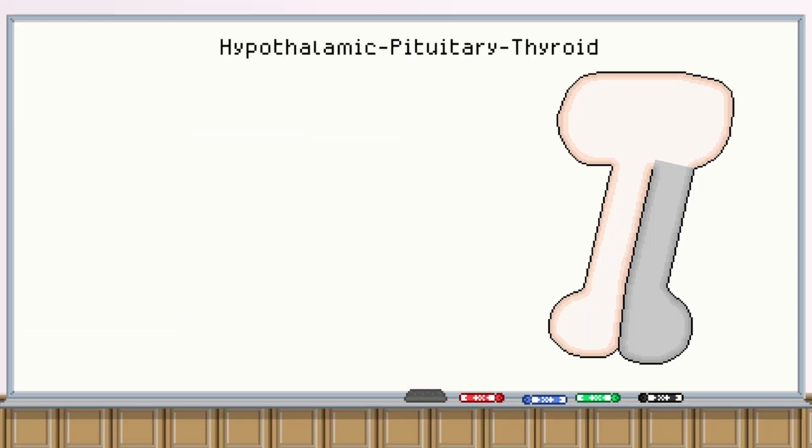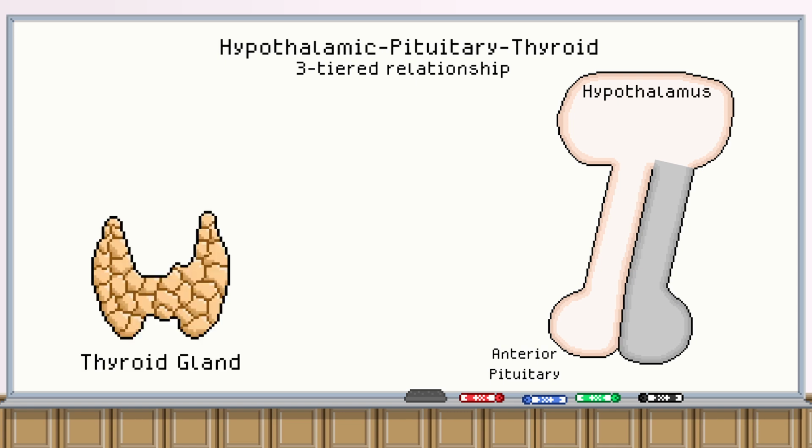Up first is the hypothalamic-pituitary thyroid axis. Remember, an axis is a three-tiered relationship, so we must be talking about a relationship between the hypothalamus, anterior pituitary, and another tissue in the body. In this case, that other tissue is the thyroid gland. The goal of this axis is to release thyroid hormone into the bloodstream.